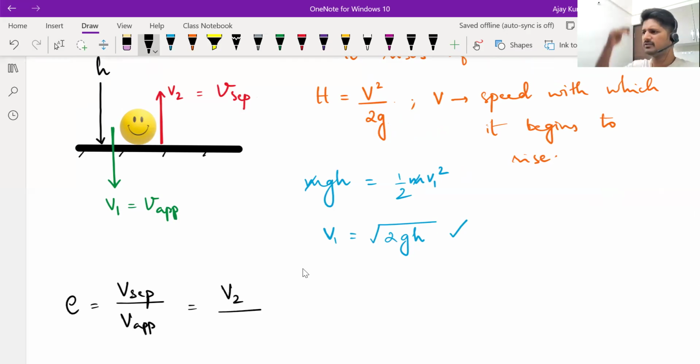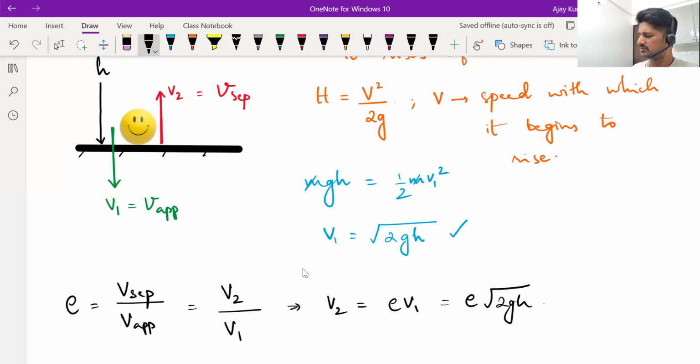V2 is the speed with which the ball bounces back. The speed with which it bounces back itself is the speed of separation from the earth. And V1 is the speed with which it hits the earth. That's the speed of approach. So you can say V2, the speed with which it bounces, is equal to E times V1. That becomes E under root 2gh. That's the speed with which it starts rising from the ground after collision.